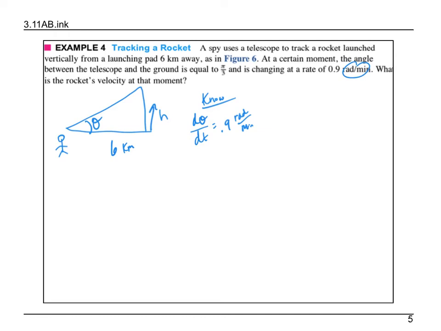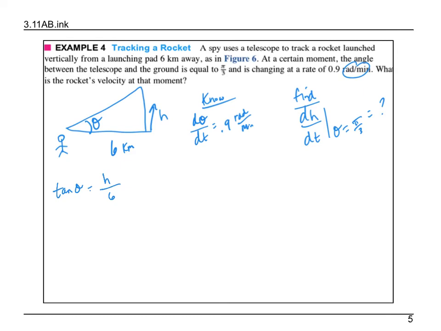We want to know the rate of the height. How fast is that rocket moving, specifically at the angle π/3? So what connects theta with opposite over adjacent? That's going to be tangent. So tangent theta equals h over 6.